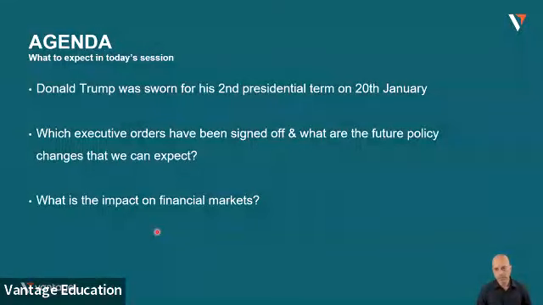So, as we all know, Donald Trump was sworn into the White House for his second presidential term on 20th of January. And before that, the US elections took place on 6th of November. Since his swearing in ceremony, Trump has signed off on numerous executive orders, and we'll take a look at some of those orders that are more relevant or would have a more direct impact on the financial markets. And we'll also take a look at what other policy changes we can expect.